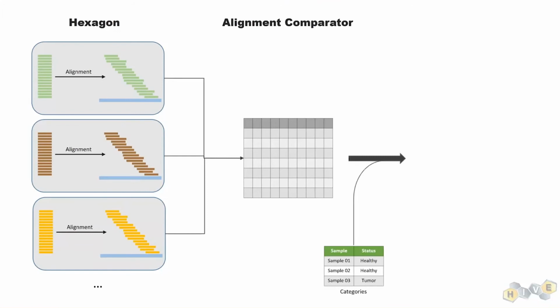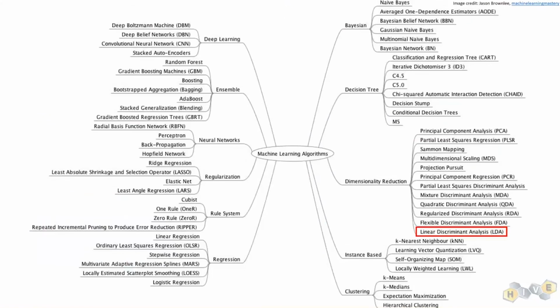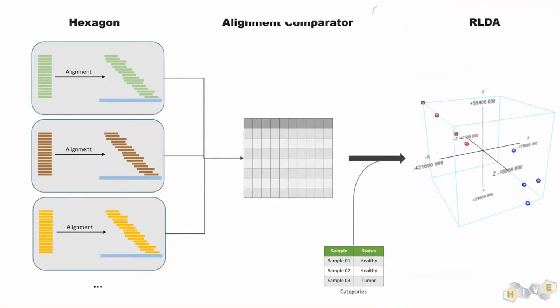Once that data is there, you'll use that table as input, but then you also have to tell it what categories you're interested in. That could be healthy versus tumor, or infected versus not infected, or whatever it is that you're looking for. In the last step, you analyze that data using RLDA, and it'll try to find the best way to separate your data into different categories, or different clusters. So that's it. It's a pretty simple three-step pipeline, and I'll walk through it very quickly, in just a few minutes.